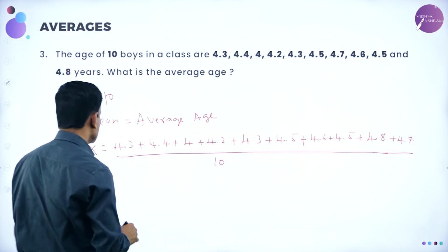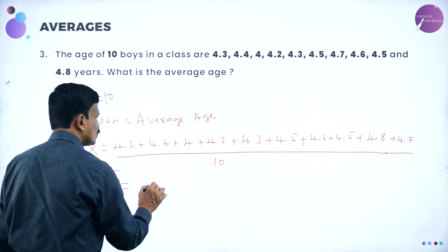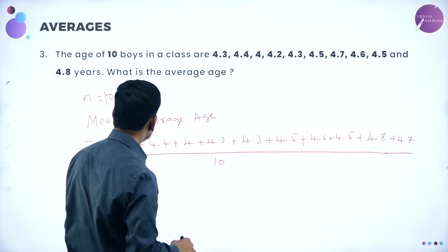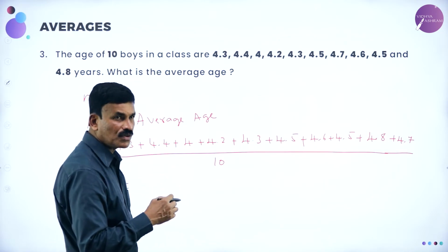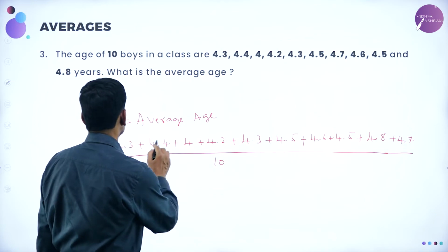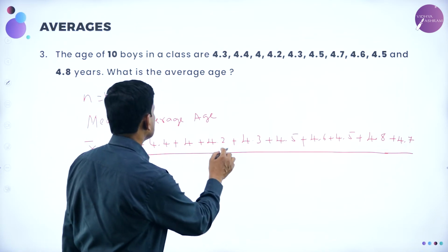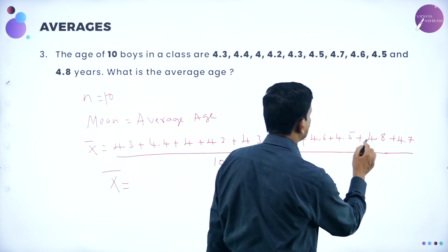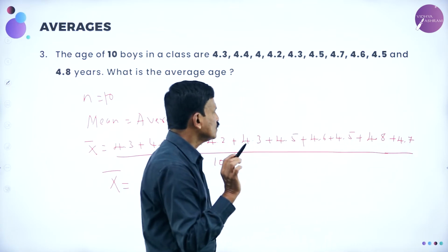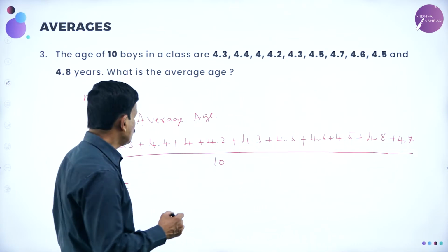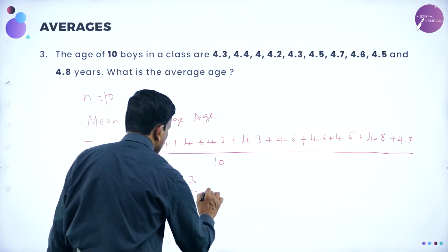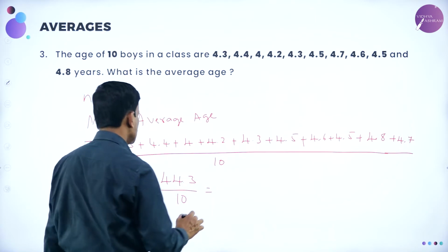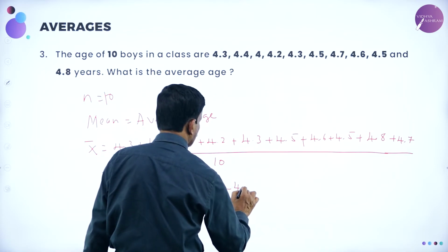Now, therefore, x bar is equal to, add this. What is the answer you are going to get? For all the 4s, 4 tens are 40, then 0.3 plus 0.4 plus 0.2 plus 0.3, 0.5, 0.6, 0.5. If you add this, you are going to get 44.3 divided by 10. 44.3 by 10 is nothing but 4.43.